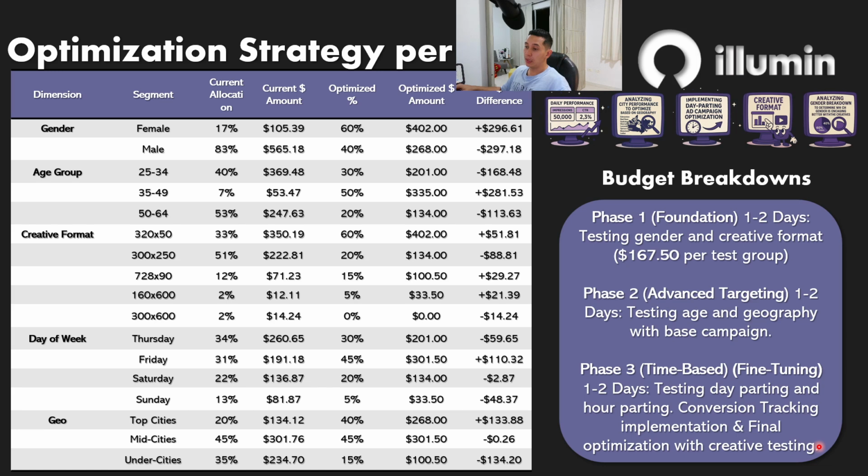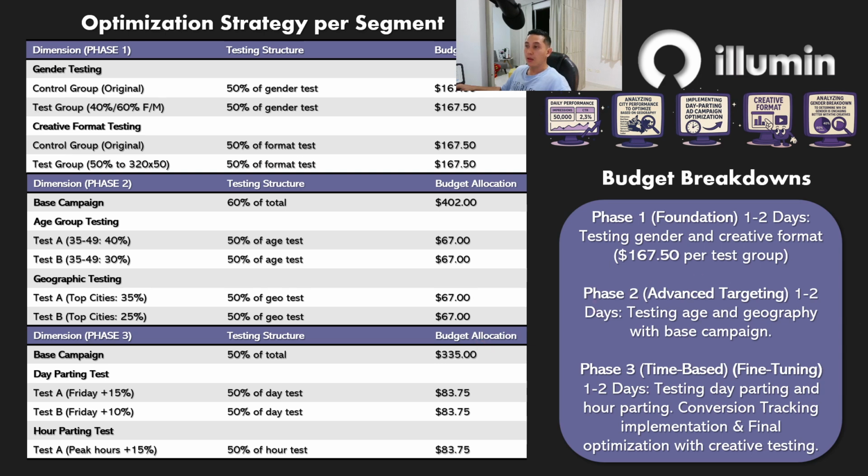Okay, so let's look at the testing structure for each of these phases here. I've outlined our testing methodology for each phase. We have phase 1 here, phase 2 here, and phase 3. Phase 1 employs an A/B testing approach for the gender and creative format optimizations, with 50% of the allocation to each test group.